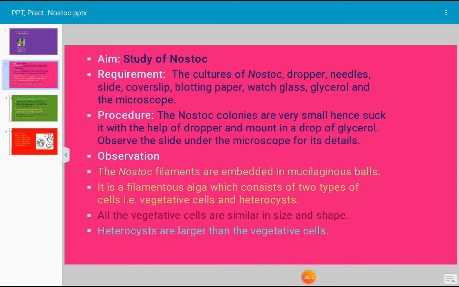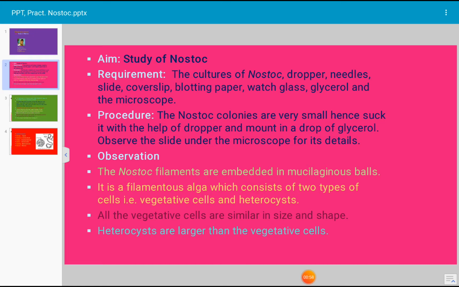In the procedure, what do we have to do? The Nostoc colonies are very small, hence suck them up with the help of a dropper and mount in a drop of glycerol. Mounting in glycerol is a temporary slide preparation. Observe this slide under the microscope for its details.